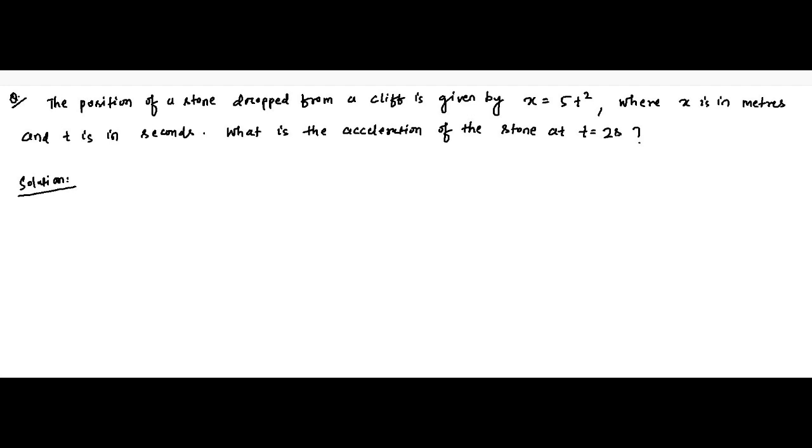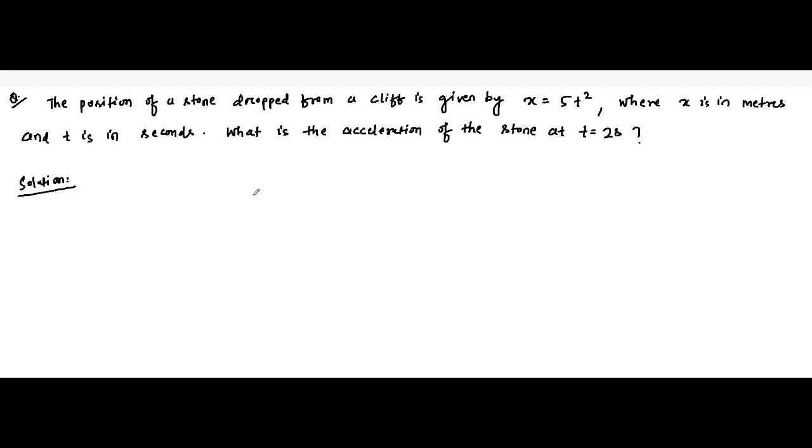So here is another question. It is given that the position of a stone dropped from the top of a mountain cliff is given by the expression x is equal to 5t square, where the unit of x, the position or displacement, is meters, and t is in seconds. What is the acceleration of the stone at t equals 2 seconds?